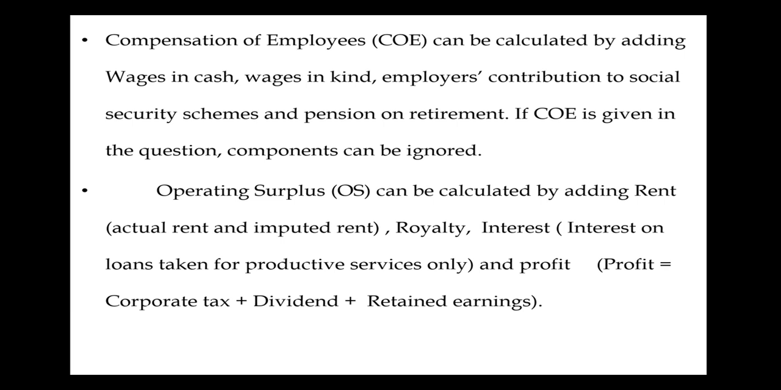Rent includes actual rent and imputed rent. Royalty, interest on loans taken for productive services only. Profit will also include three things: corporate tax, dividends, and retained earnings. So while calculating the operating surplus, if the operating surplus is given, then you do not need to add the rent, interest, and profit. If operating surplus is not given, then you will add the rent, interest, and profit.